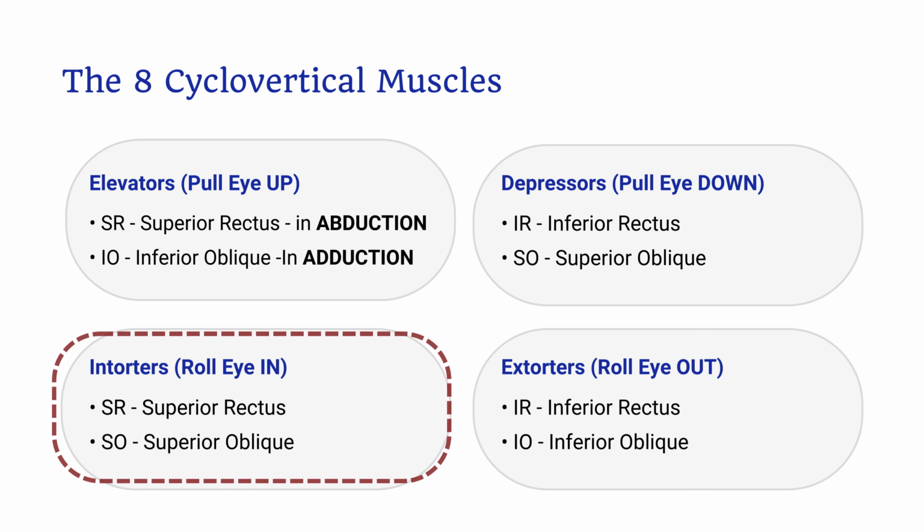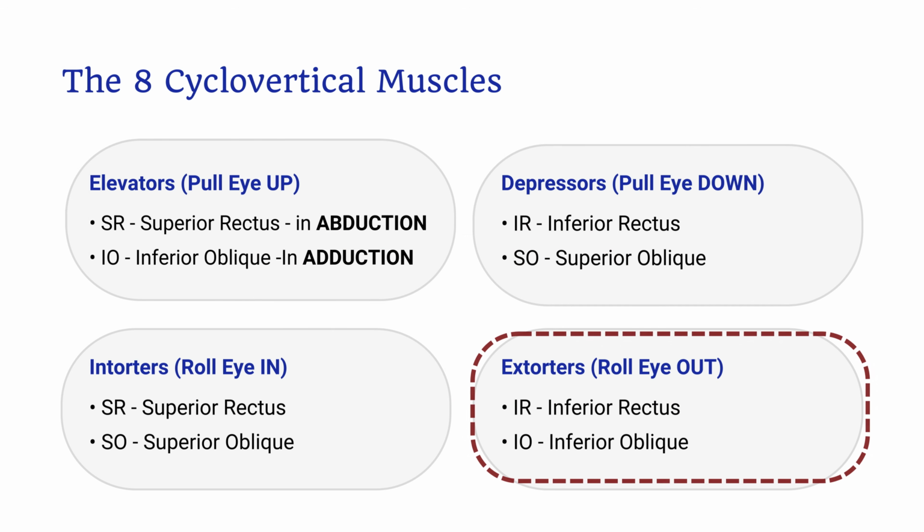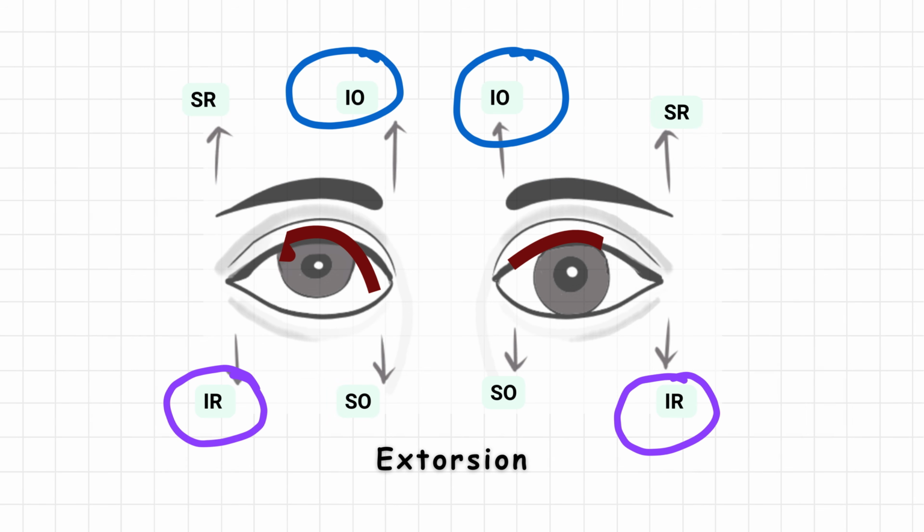Then we have the torsional actions. Intorsion means rolling the eye inwards, and the superiors are the intorters. Here we have superior rectus and the superior oblique. Then we have extorsion, that is rolling the eye outwards, and the inferiors are extorters. We have the inferior rectus and the inferior oblique.